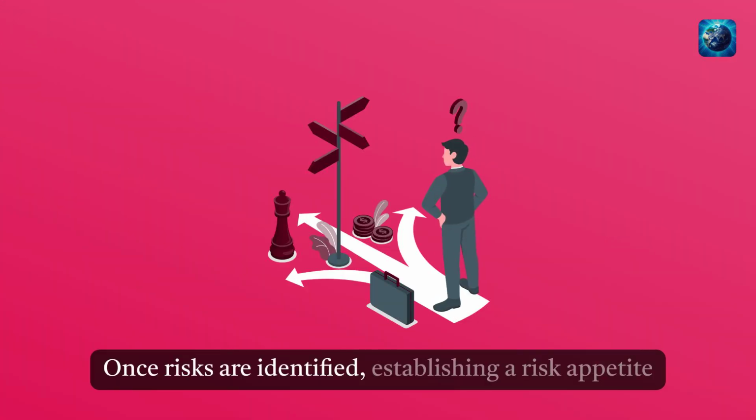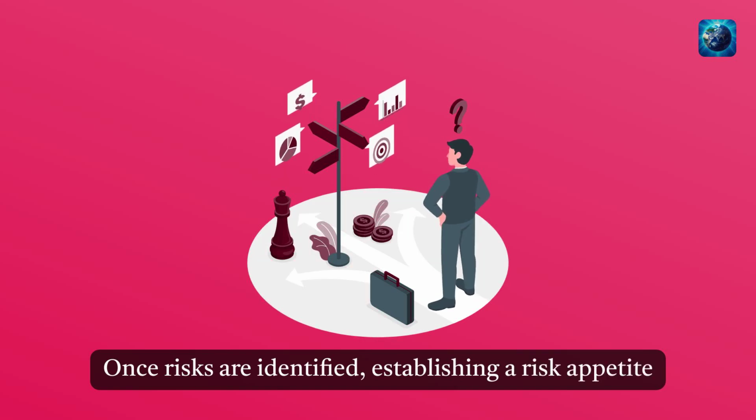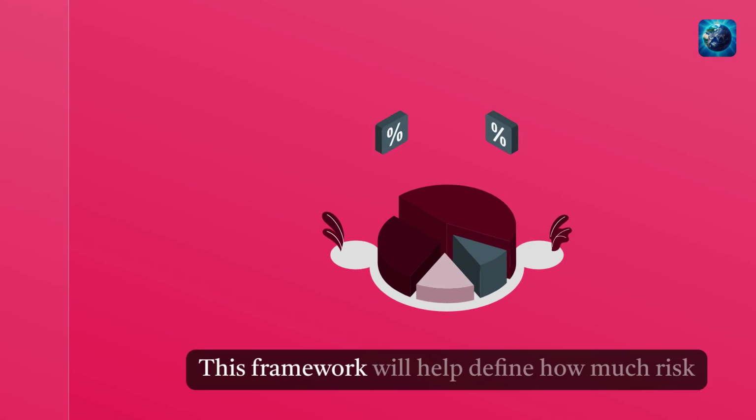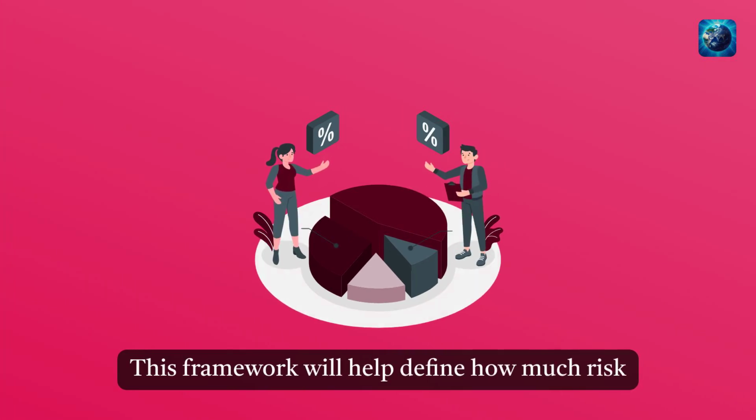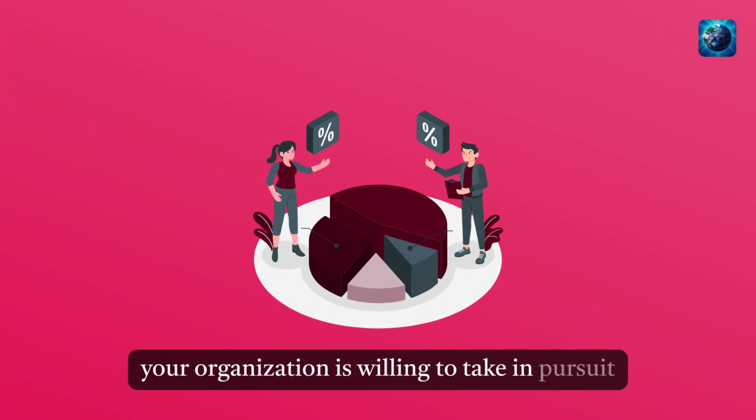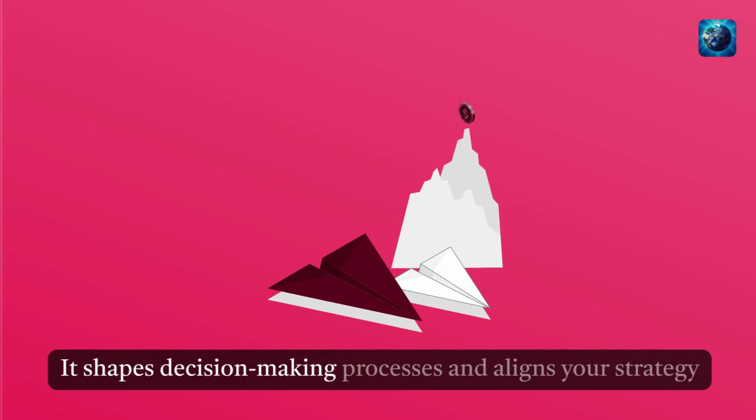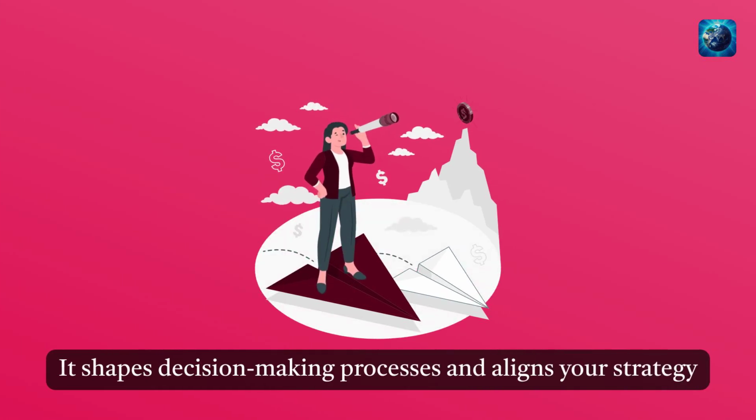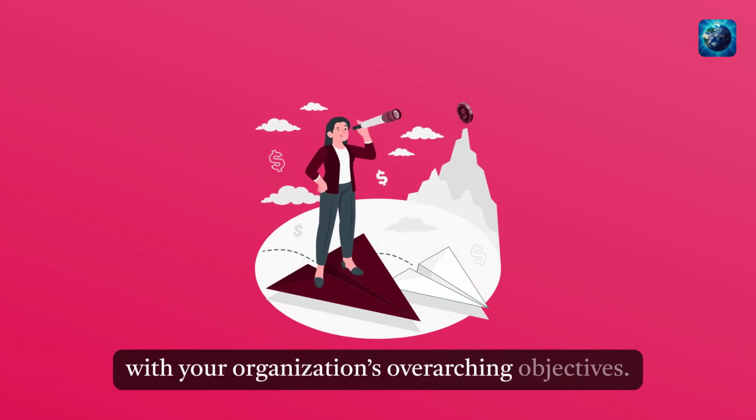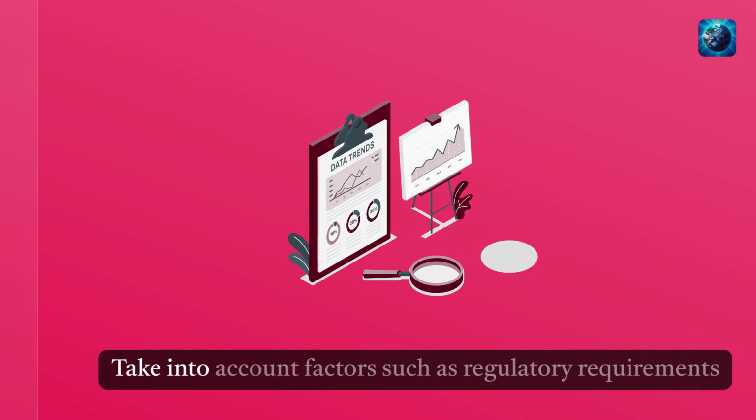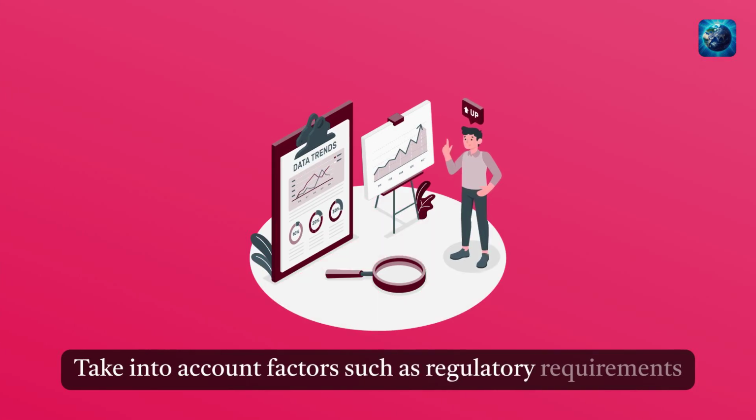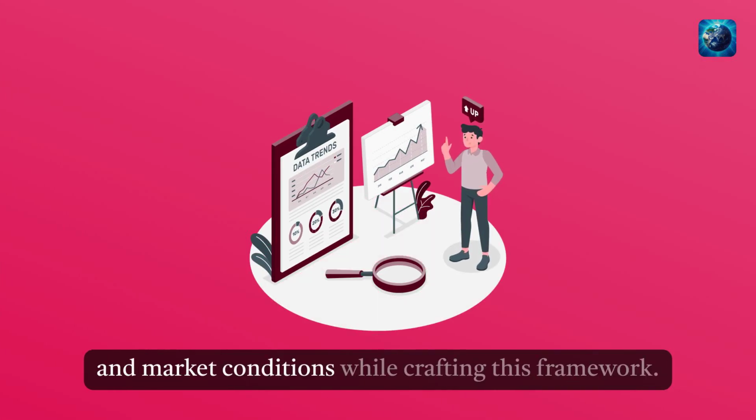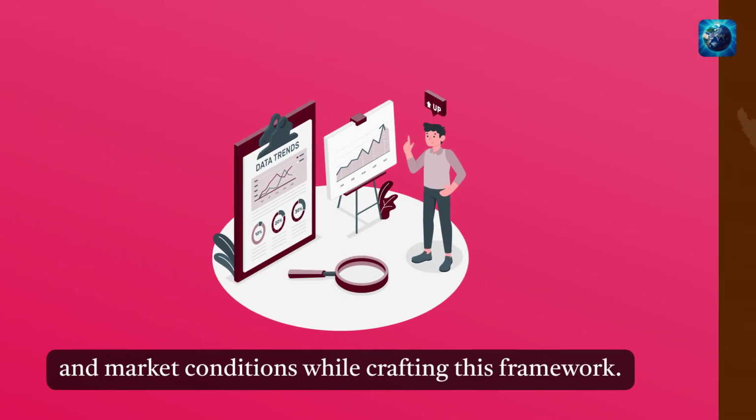Developing a risk appetite framework. Once risks are identified, establishing a risk appetite framework is crucial. This framework will help define how much risk your organization is willing to take in pursuit of its goals. It shapes decision-making processes and aligns your strategy with your organization's overarching objectives. Take into account factors such as regulatory requirements and market conditions while crafting this framework.